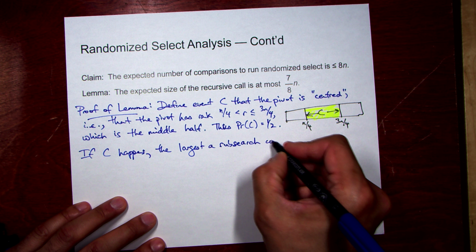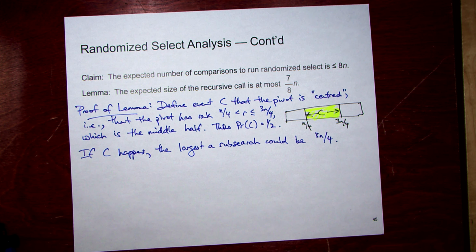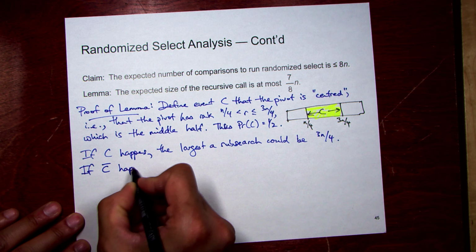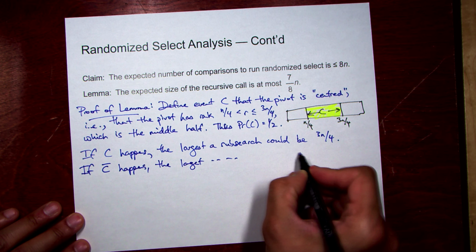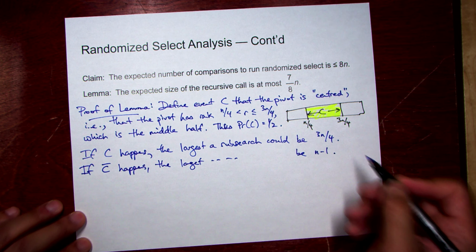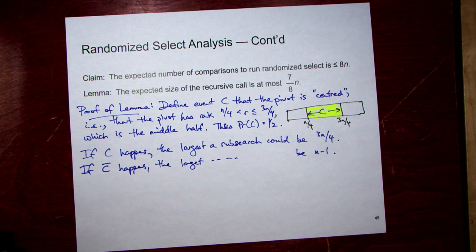If C happens, the worst that can happen to you is a subsearch that costs 3/4 of n. So that's the biggest piece you could possibly get. It could be better, but it's no worse than this. And if C doesn't happen, the largest is n minus 1. You throw away one thing in the worst case. The weighted average of those two things is basically n and 3/4 n, the average of those two is 7/8 n. But we'll use the law of total expectation because we have the technology.